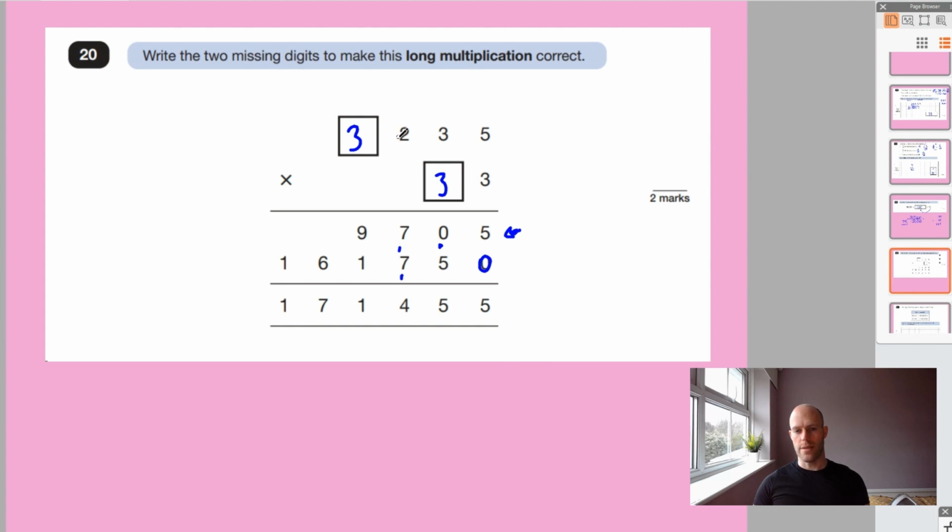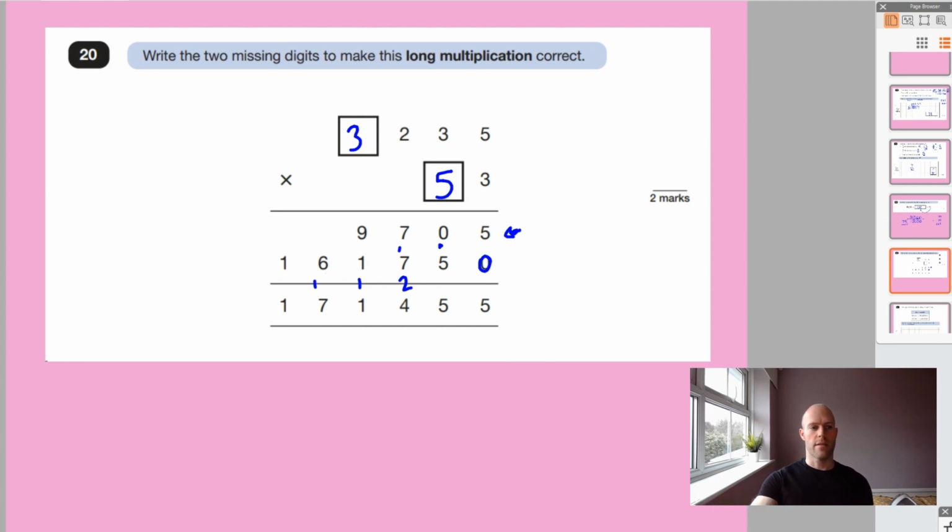3 times 2 is 6, but I don't have a 6 there. So that can't work. So next number I'm going up to 5. I'm going to put 5 in here, trial and error. 5 times 5, 25. 5 times 3, 15. Add the 2, 17. Okay, works so far. 5 times 2, 10. Add the 1, 11. Okay, now we're on. Then 5 times 3, using our first answer, 15 with the 1, 16.